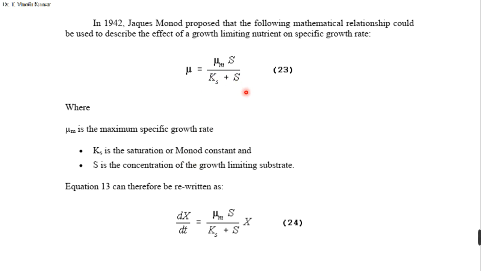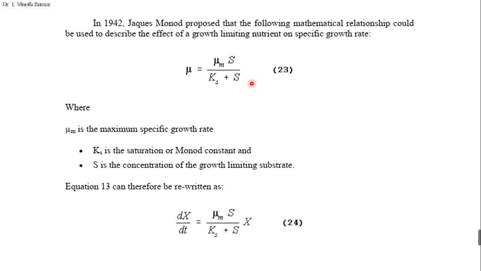So you have to remember, this is the same as V0 equals Vmax into S divided by Km plus S. That is the expression in which Vmax appears: the initial velocity is equal to Vmax multiplied by S divided by Km plus S. That is the Michaelis-Menten equation. So similarly, the Monod equation mentions that mu, the specific growth rate, is equal to mu m.